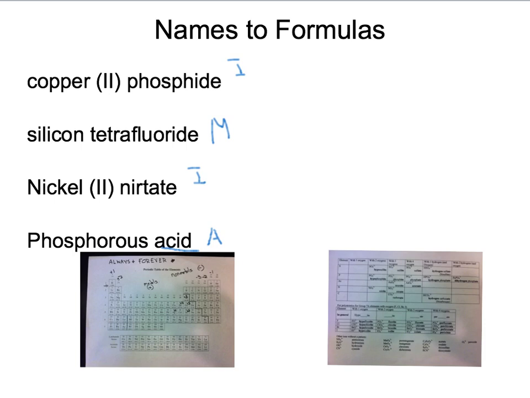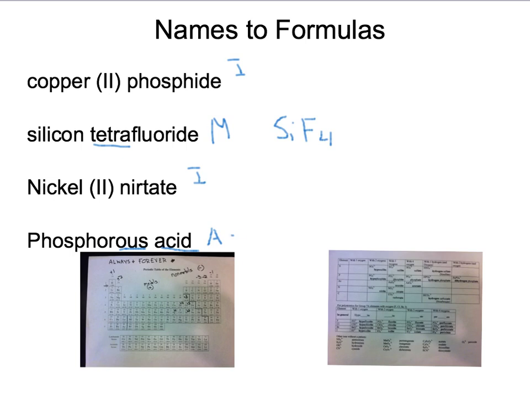For molecular, the prefix tells you how many you have. So if you don't see anything, that's like 1. So you have 1 silicon. Tetra means 4 fluorides. That's it. Done. All right, now for an acid, we have to remember our conversion.